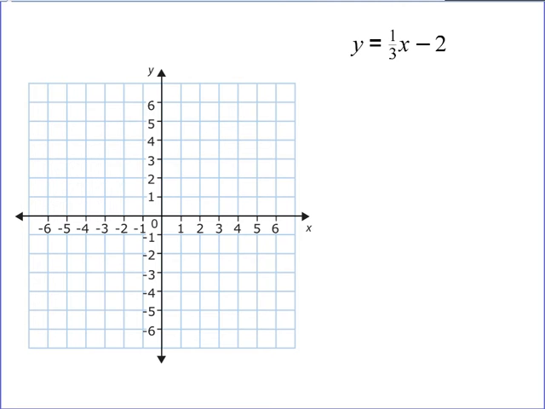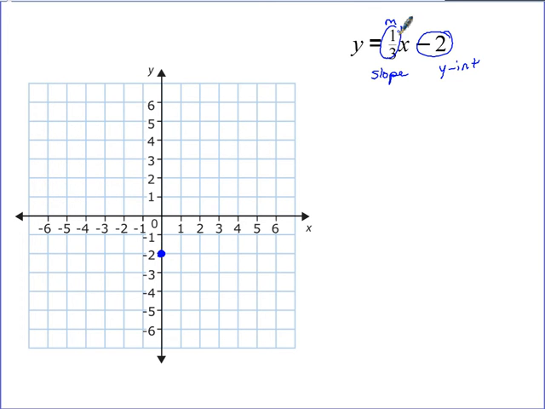One thing that we can do is graph it using the y-intercept and the slope. So remember, this is slope-intercept form, y equals mx plus b, so this is my slope right here, and this -2 out at the end is my y-intercept. So that would be the first point that I would graph, -2 on the y-axis.